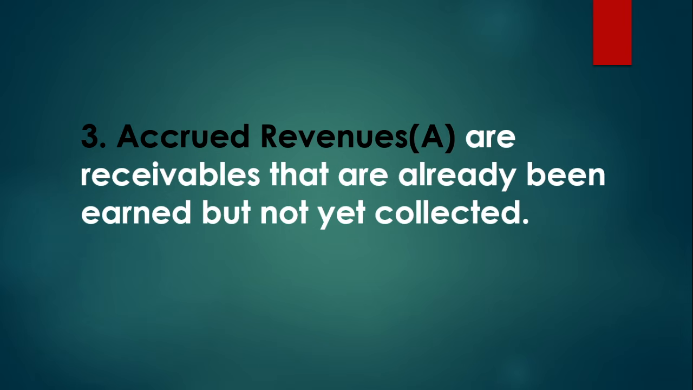Accrued revenues are asset. These are receivables that are already been earned but not yet collected. This is the opposite of unearned revenue. This time around, si company nakapagtrabaho na siya or naibigay niya na yung products kay client pero hindi pa siya nababayaran. Okay? So, let's have a problem.